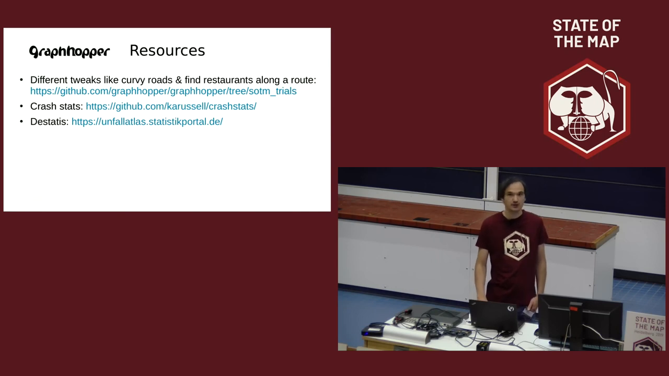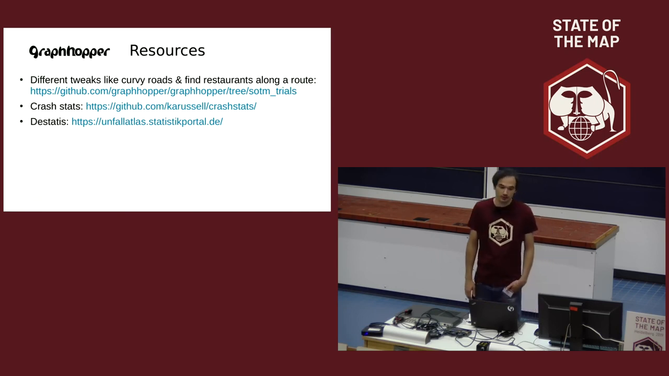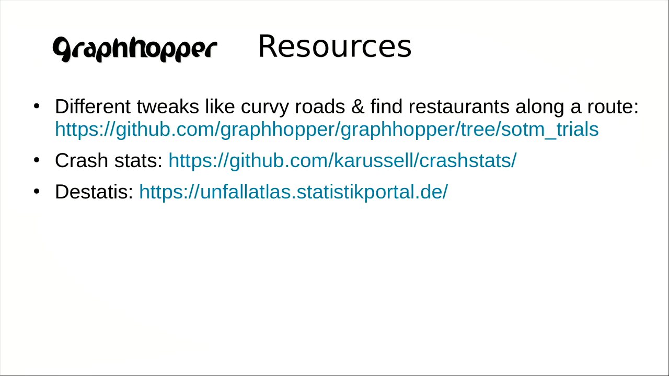These are the resources that I spoke of, so there's a branch, Sodom trials, and a separate repository for the crash statistics. And GStatus is probably also not that well known, but it's a really useful source for different data, not only, of course, the deadly crashes, but also the injuries and so on.